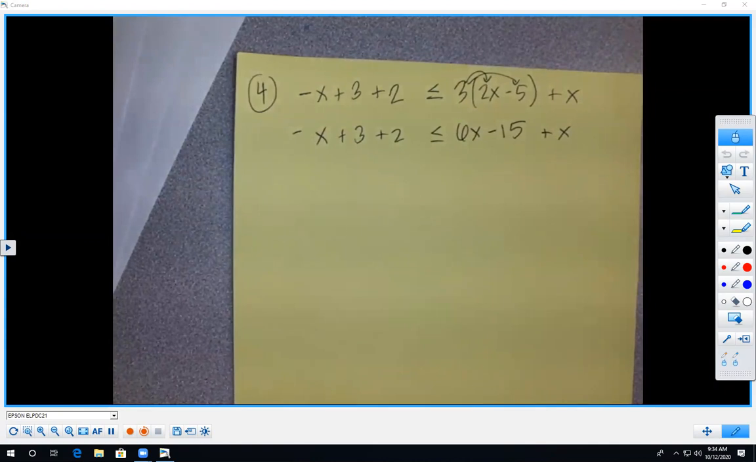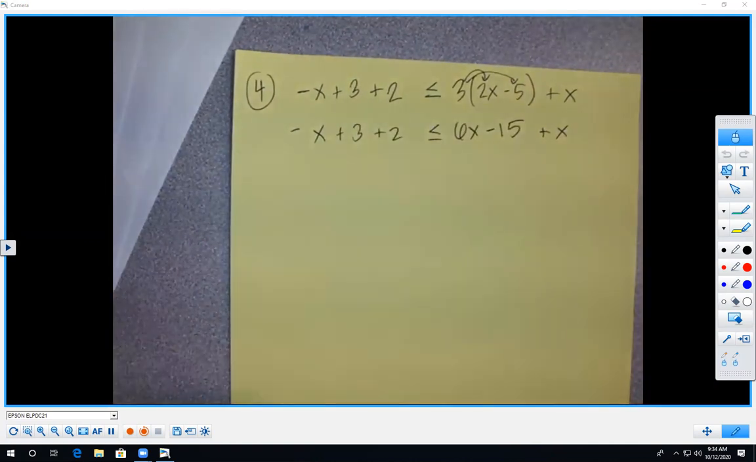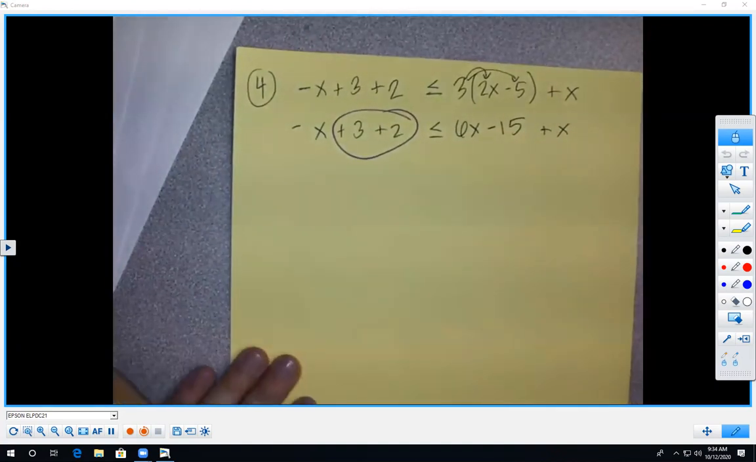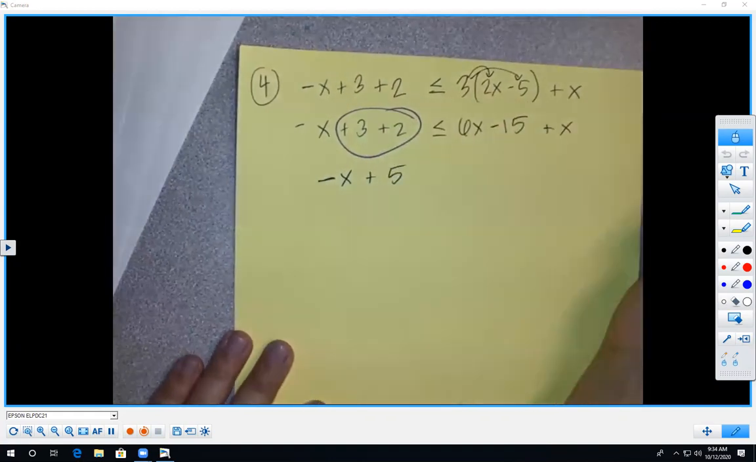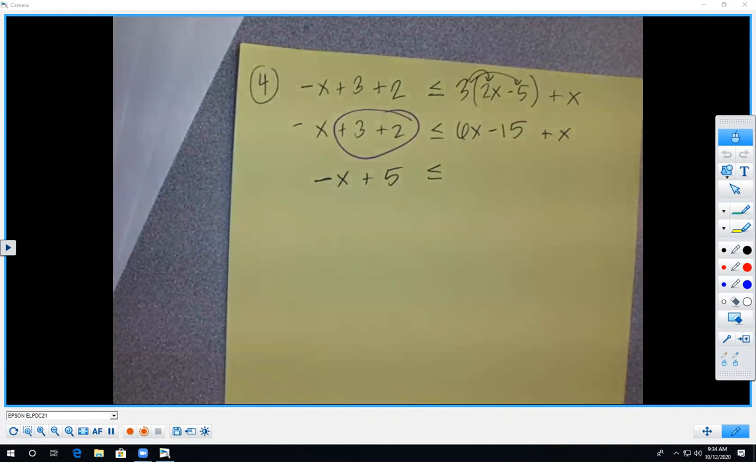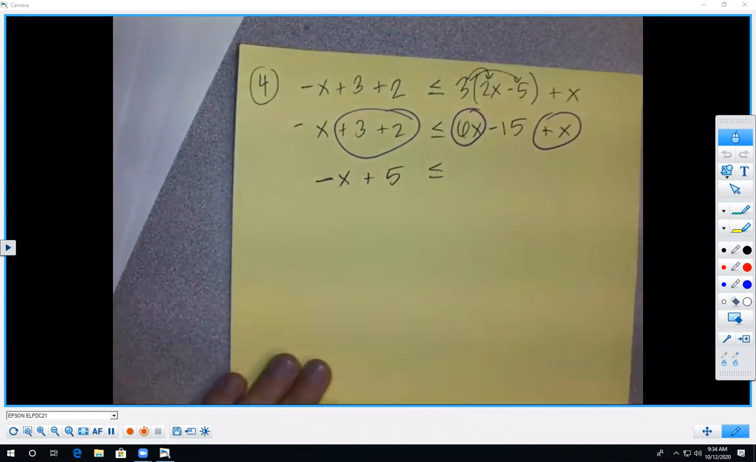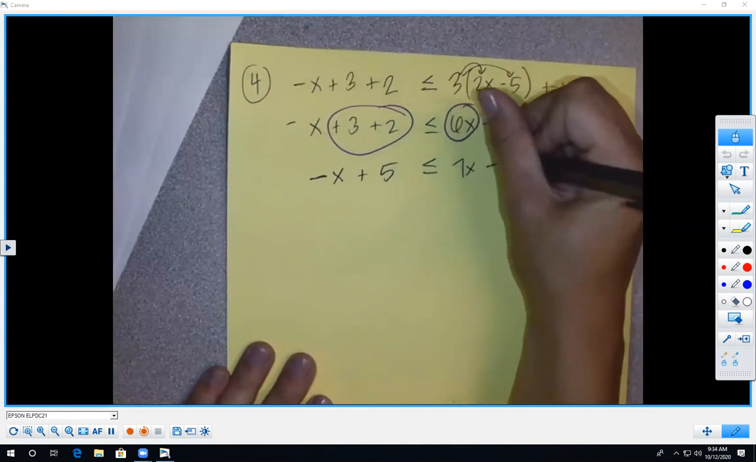From here, you want to combine like terms on each side. So look at the left-hand side, -x + 3 + 2. Do I have any like terms I can combine? The 3 and 2. 3 plus 2 is 5, so it's just going to be -x + 5 is less than or equal to, on the other side, 6x - 15 + x. Do I have any like terms there? 6x and x. 6x plus x is 7x, minus 15.